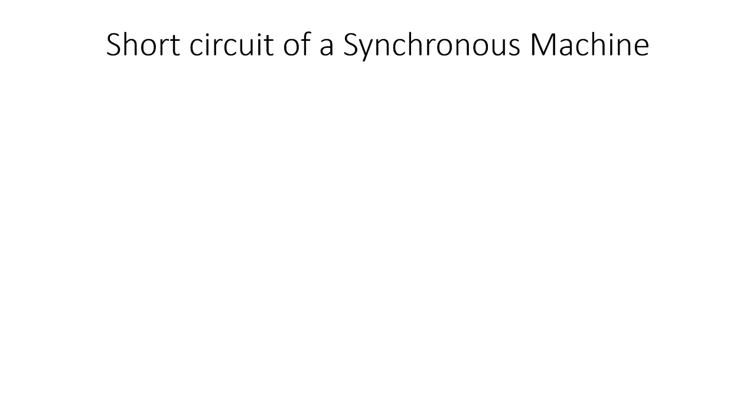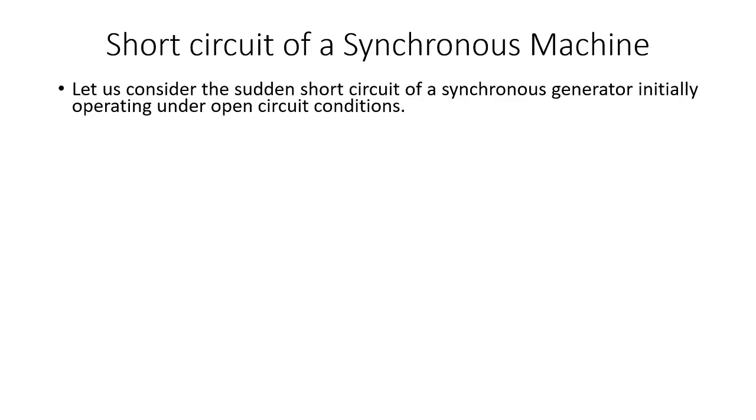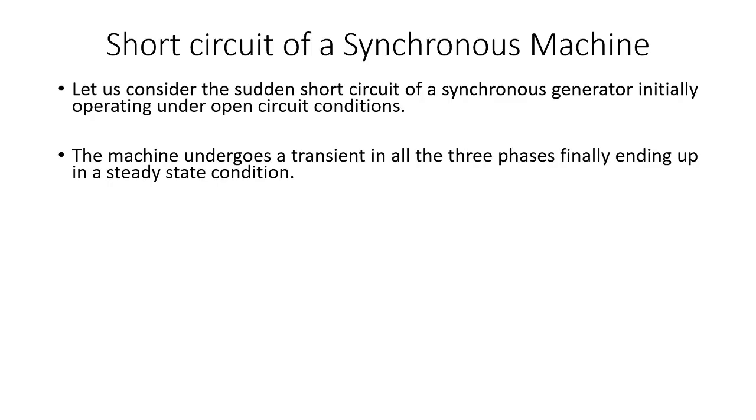So today let us consider the sudden short circuit of a synchronous generator initially operating under open circuit conditions. The machine undergoes a transient in all the three phases, finally ending up in a steady state condition. We have learned in the previous class that there are three phases of this transient: the subtransient current, the transient current, and the steady state current.